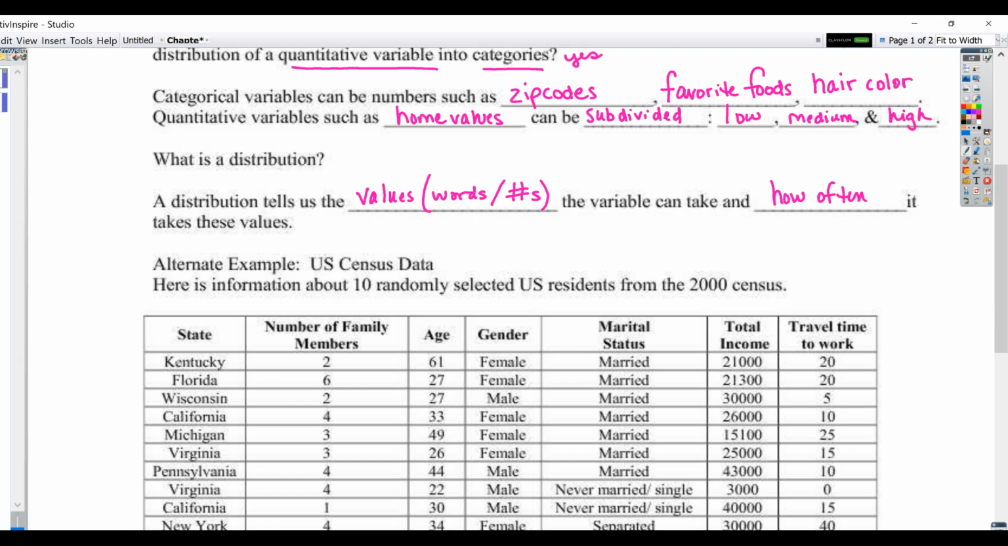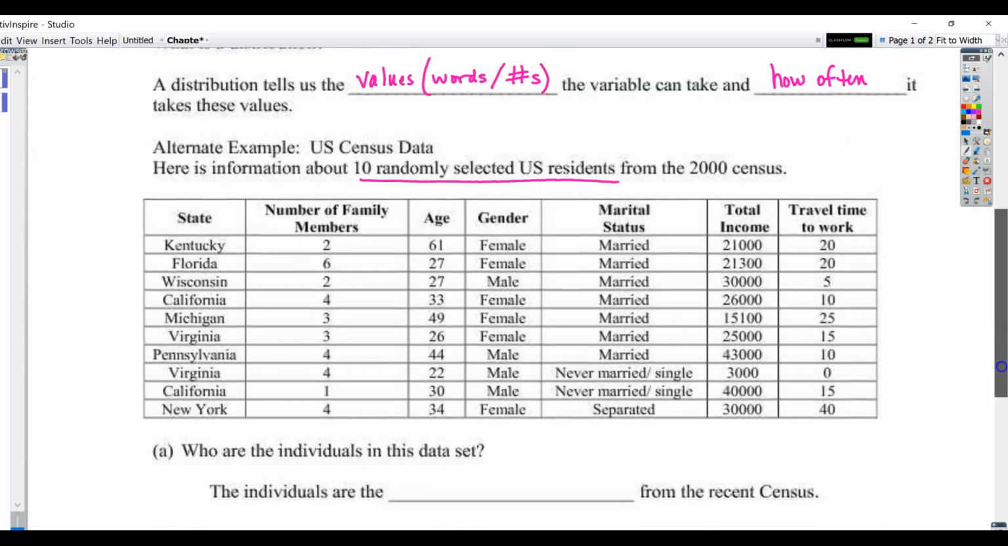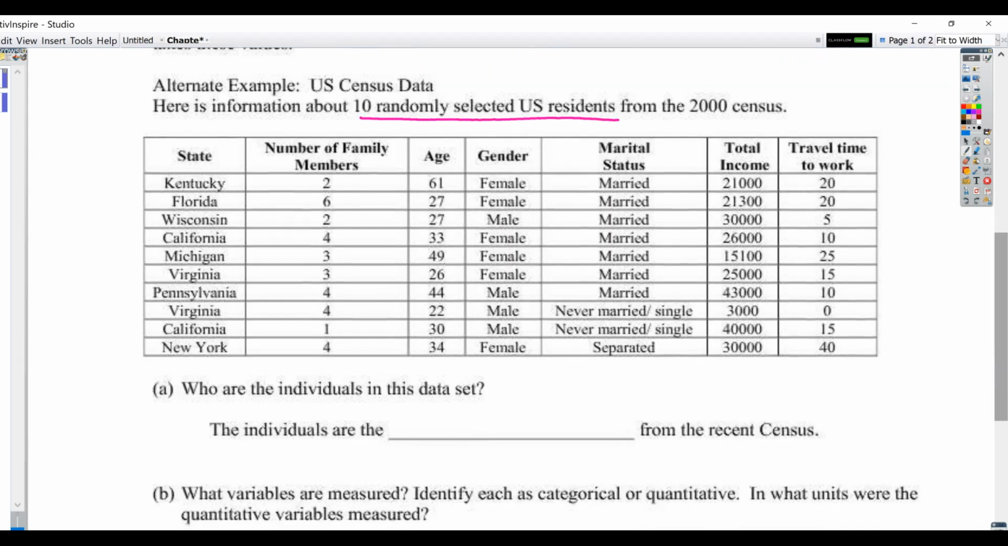Let's do an example here. So we have U.S. Census data. Here's information about 10 randomly selected U.S. residents from the 2000 census. Okay, so we have all of this information. We have state, number of family members, age, gender, marital status, total income, and travel time to work. All of these are variables about the 10 individuals. So each individual, I could say this is individual 1, 2, 3, that kind of thing. Or they might even have a name, Sam, Paul, Amanda, etc. But the information is about those individuals.